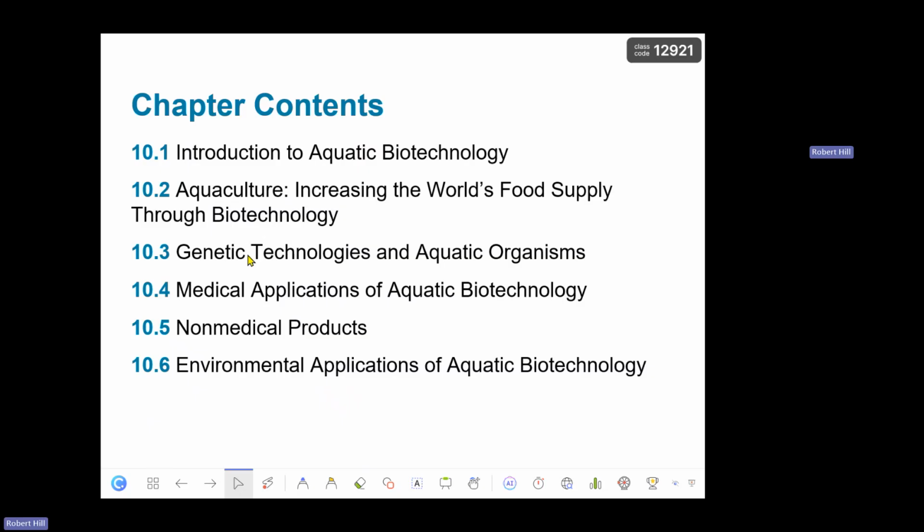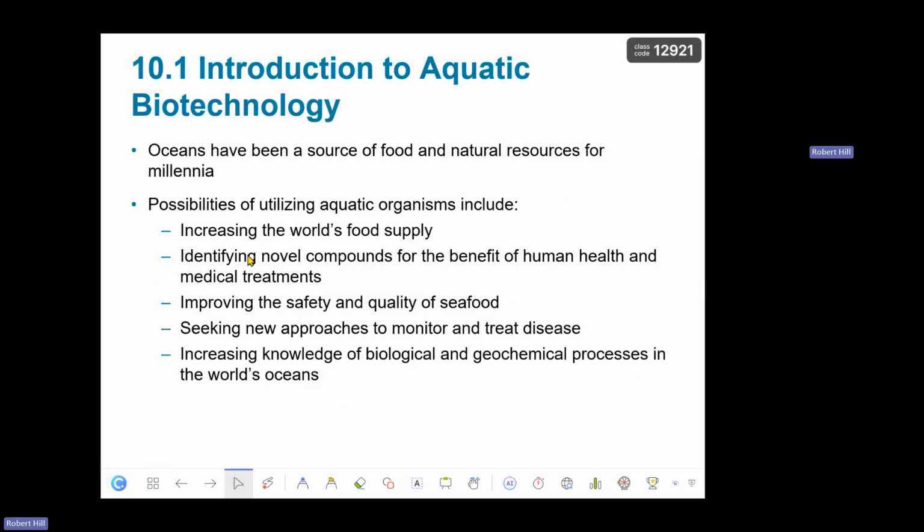So look at what we're going to cover here in this chapter. We're going to look at an intro to aquatic biotech. We're going to move into aquaculture and how aquaculture enhances food production. We're going to look at genetic technologies applied to aquatic organisms. We're going to look at medical applications, non-medical applications, and then finally, we're going to look at how aquatic biotechnology contributes to environmental solutions. All right, so let's get started here.